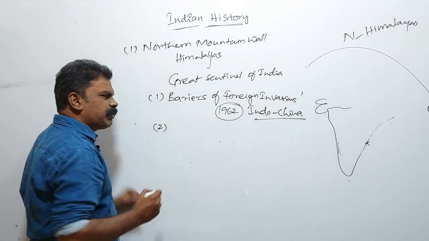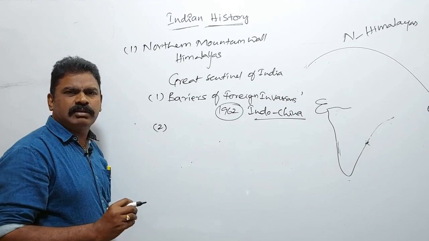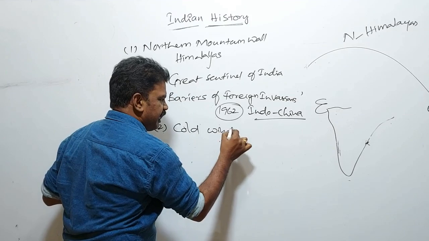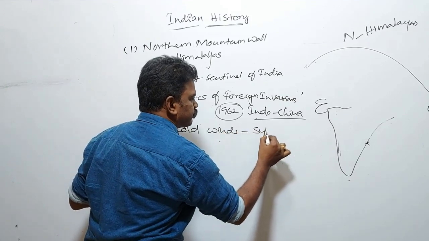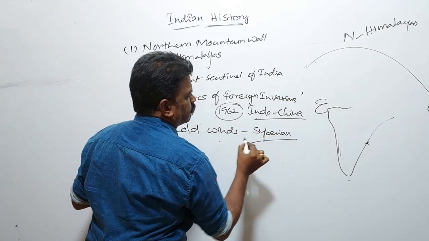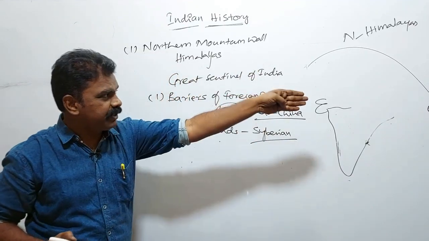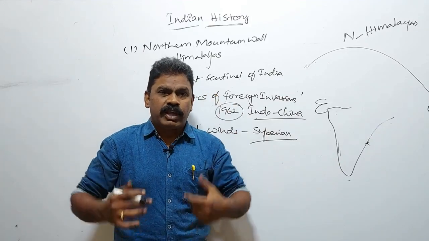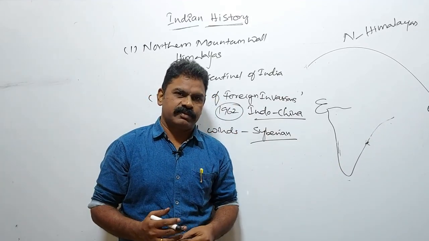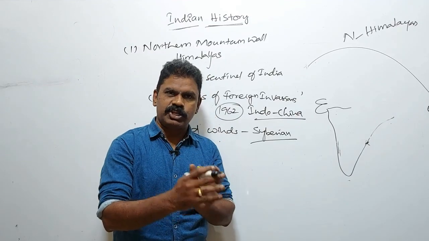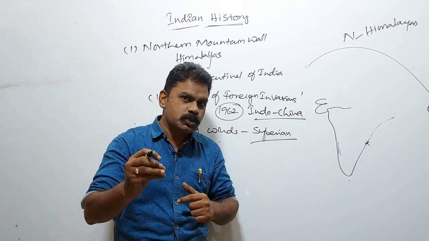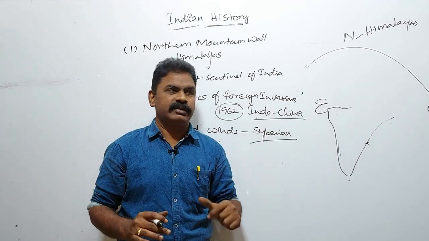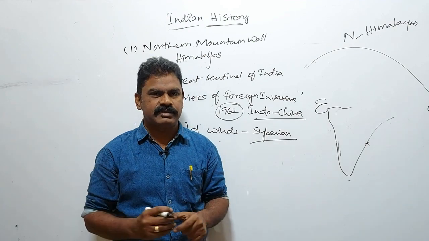And the second major impact of the Himalayas is they stopped cold winds which come from Siberia. Siberian cold winds were stopped by the Himalayas. That's why we are wearing thin dresses compared with the Chinese people. Chinese people used to wear thick dresses. We wear thin dresses because of the Himalayas.